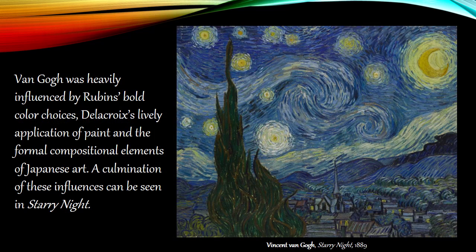Starry Night is another dark work by Van Gogh, but also one of his most widely recognized today. Van Gogh was heavily influenced by Peter Paul Rubens, fascinated by his bold color choices. He was also captivated by Eugene Delacroix's color theory and remarkable application of paint, his lack of solid color, and the physicality of the paint, with strips and streaks of pigment showing his application. But most influential to Van Gogh was his discovery of Japanese art, with its attention to detail and formal compositional elements. A culmination of these influences can be seen in Starry Night.